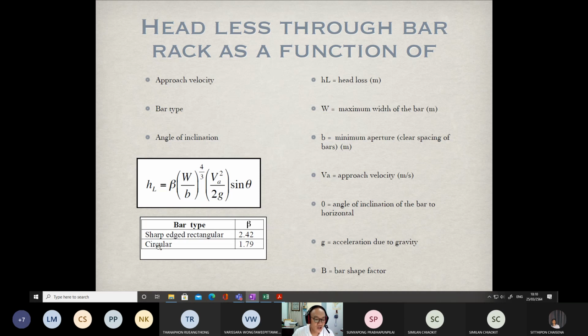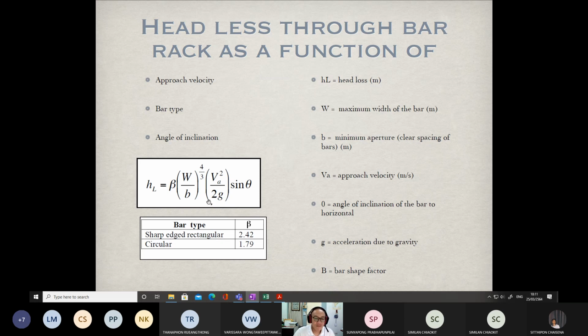So if we use the sharp-edged rectangular bar, we need to take this value for the calculations, 2.42. And if we use the circular bar, we need this one, 1.79. We need to apply these shape factors for the calculations. Capital B is the maximum width of the bar. Small b is the minimum aperture or the clear spacing of the bar.